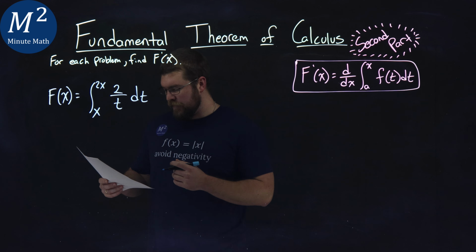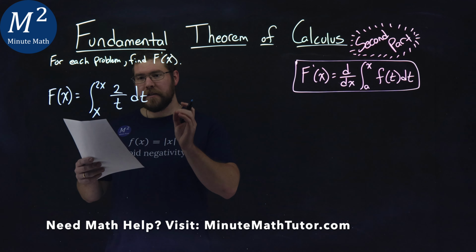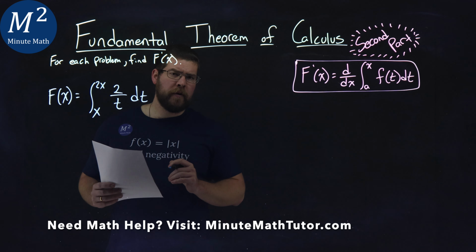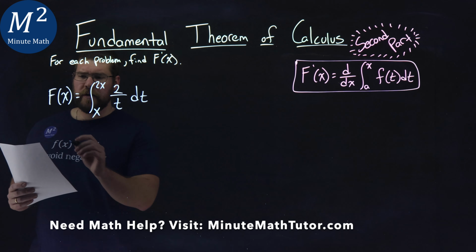We're given this problem right here. F of x is equal to the integral from x to 2x of 2 over t dt, and we need to find f prime of x, capital F prime of x. We'll use our formula to set this up.